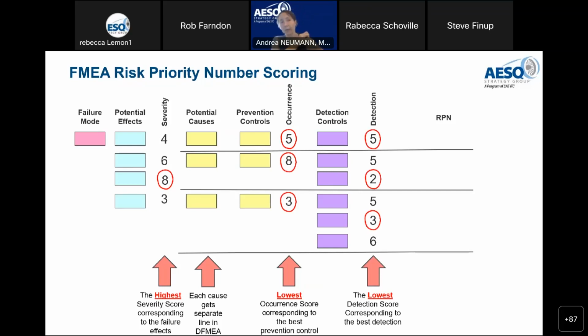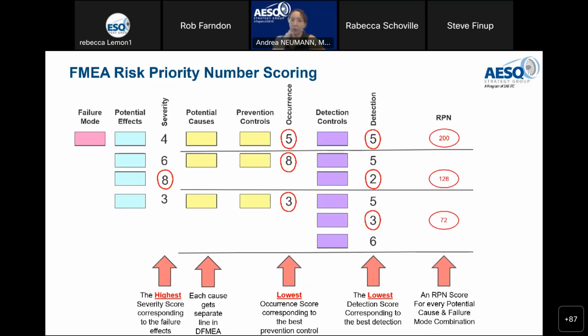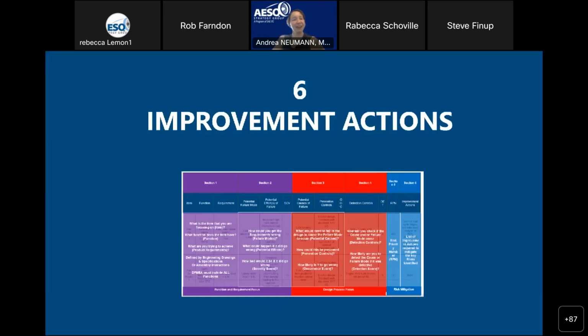So when we now click again, we will see the multiplied risk priority number, which is always the highest severity score and the lowest occurrence and detection scores for each cause. And there you see the different scoring. And I think this is all that is in my part to show you. When you click on the next slide, there should be the improvement actions, which Rob is explaining in more detail.